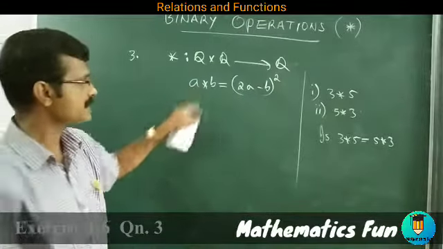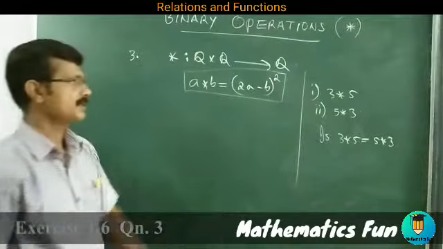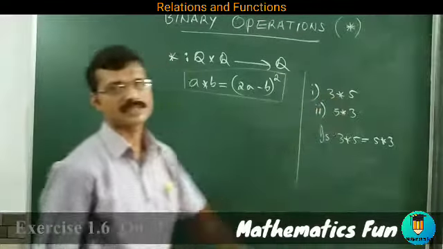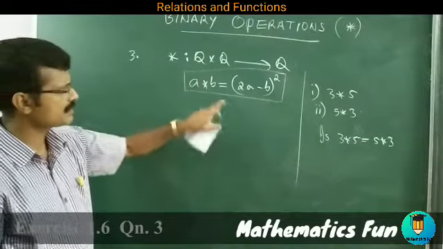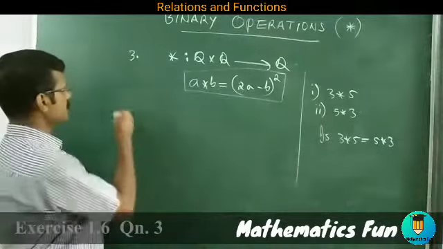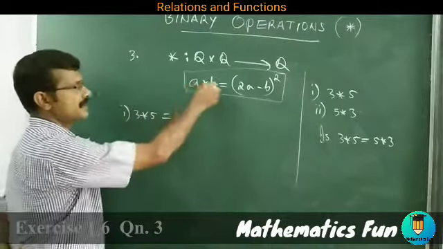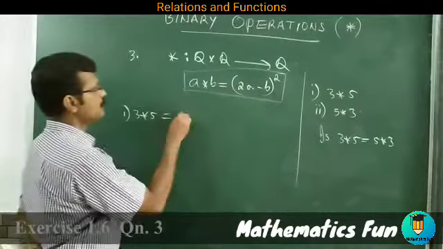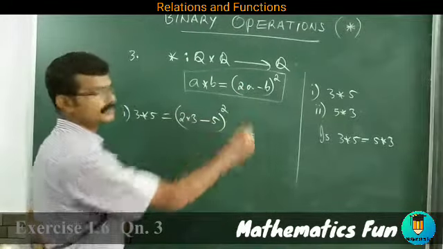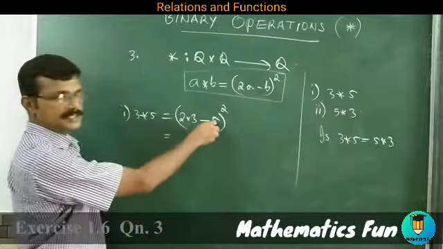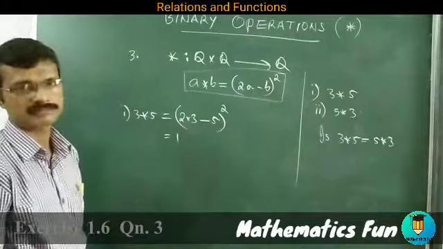The binary operation defined on rational numbers is defined like this, A star B. Then we have to find first of all 3 star 5. It is just substitution. Instead of A it is 3, instead of B it is 5. So in the first part, 3 star 5 means here you put 3, that is (2 into 3 minus 5) whole square. So it is 6 minus 5, 1 square, it is 1. So 3 star 5 is 1.